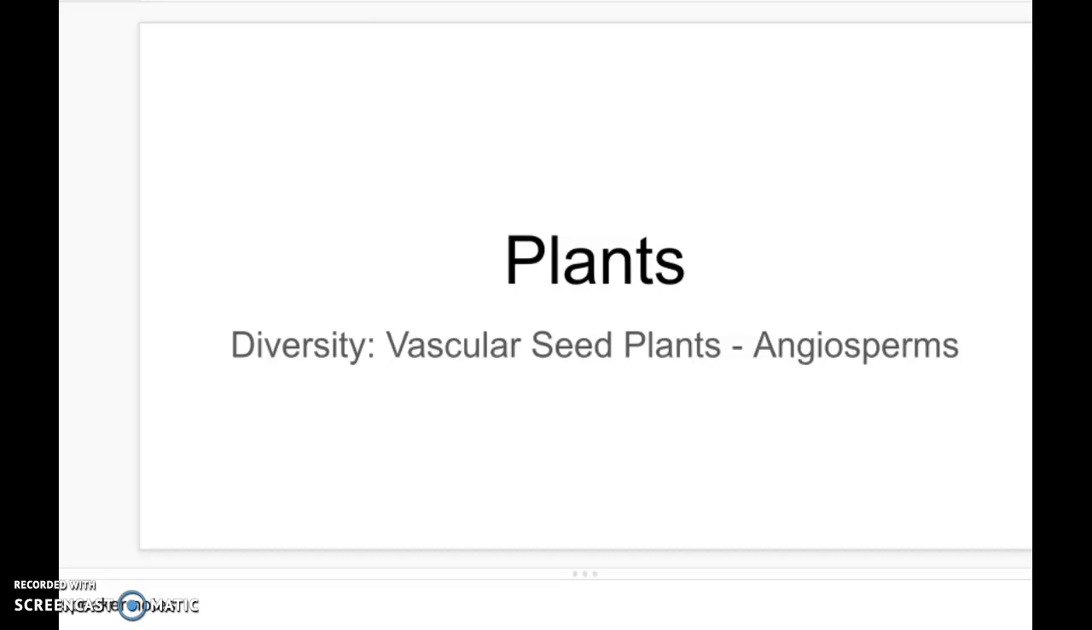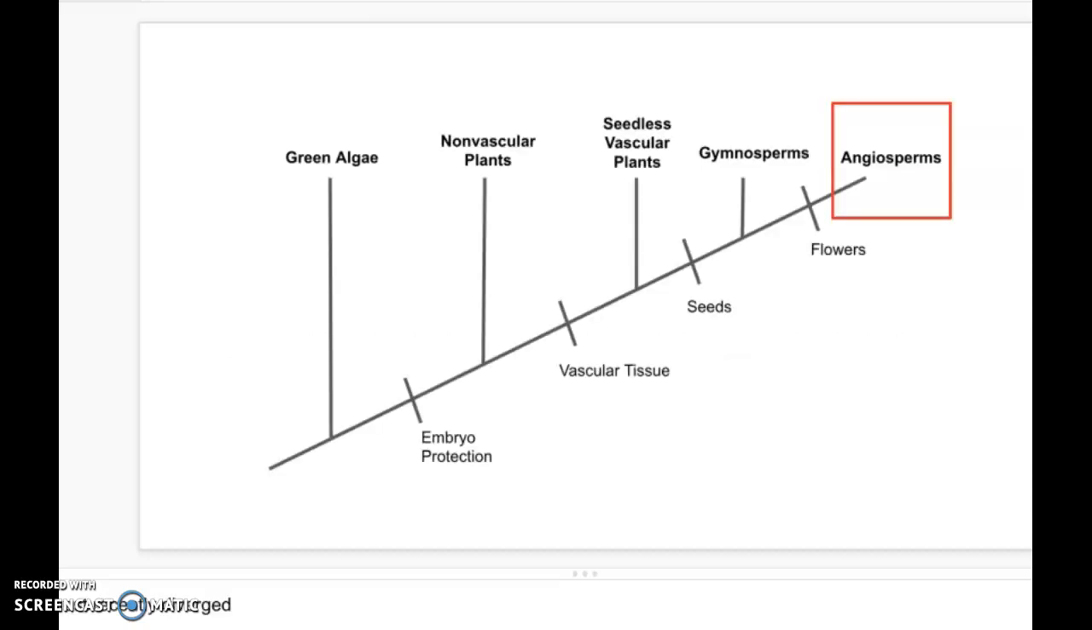Hi guys, welcome to our last unit on plants, a video on plants called angiosperms. Angiosperms are vascular seed plants, and as you can tell in our cladogram, they are the last organism of plants that we're going to study. So just to take you through really quickly, angiosperms will have all of these characteristics.